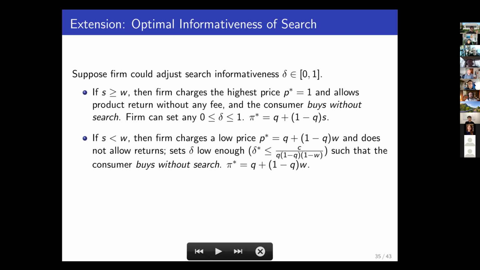If this S is less than W, the salvage value is less than the salvage value of the consumer, then the firm charges a low price and does not allow returns, and also sets delta low enough that the consumer buys without search, right? So if the firm can fully control the search informativeness, unrestricted, it wants to make search not at all informative or bad enough that the consumers don't end up searching.